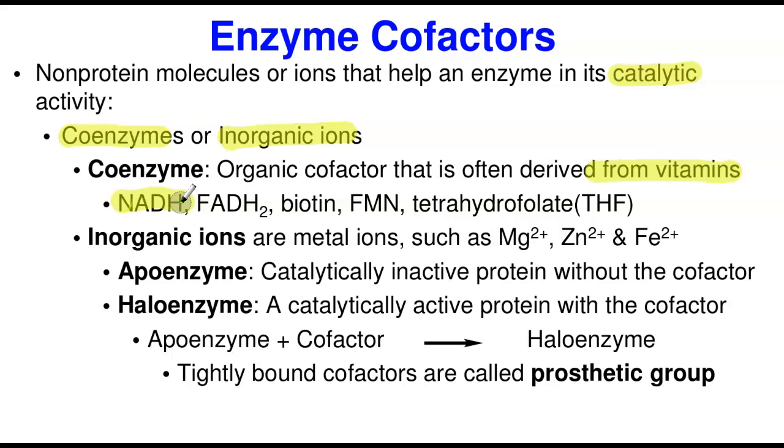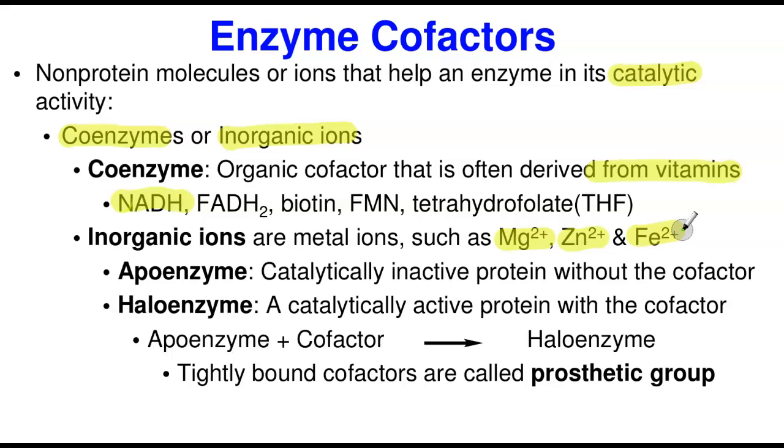There are a lot of these vitamin derivatives or coenzymes that help different enzymes do their job depending on the metabolic pathway. You usually find them at the enzyme's active site, where they stay to help the enzyme do its job, because the enzyme's job is only done at the active site. Now, the inorganic ions are mostly metal ions, and they include mainly the magnesium ion, zinc ion, and even the iron 2 ion. Now, what is an apoenzyme?